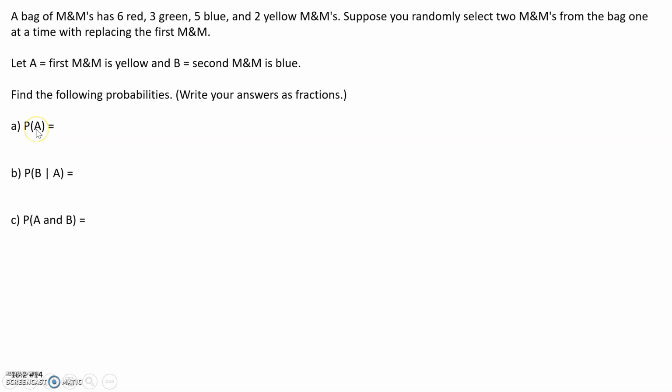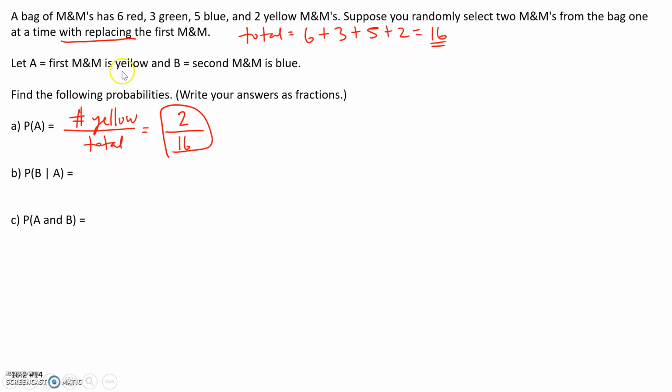First, we want to find the probability of A. So the probability of A is that the M&M is yellow. So we take the number of yellow M&Ms, and divide that by the total. So we have a total of 6 plus 3 plus 5 plus 2, 16 M&Ms, and that'll be 2 out of 16. We have 2 yellows out of 16.